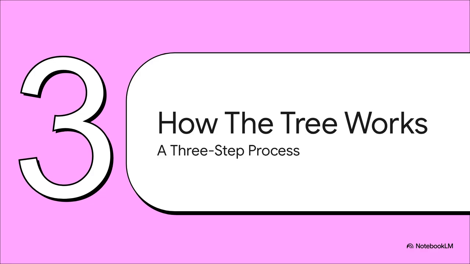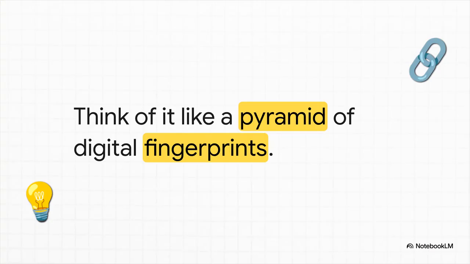Let's start with a helpful way to picture it. I want you to imagine that every single piece of data leaves a unique digital fingerprint. In the tech world, we call this a hash. Now, the Merkle tree takes all of these individual fingerprints, which are at the bottom, and it combines them, going upwards, layer by layer, until you get one single master fingerprint at the very top of a pyramid.